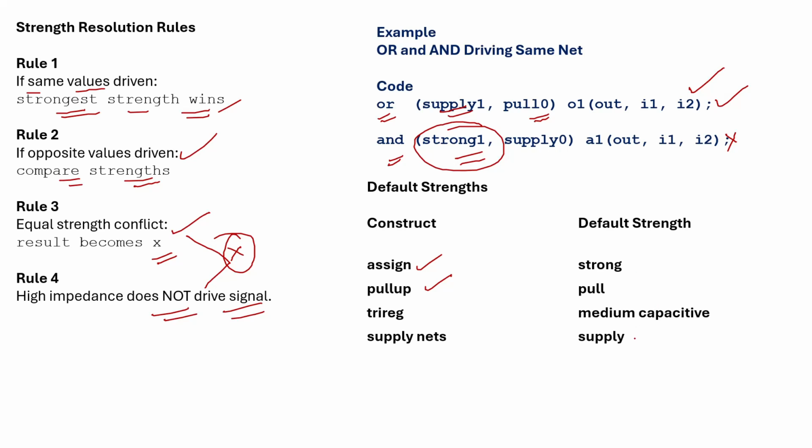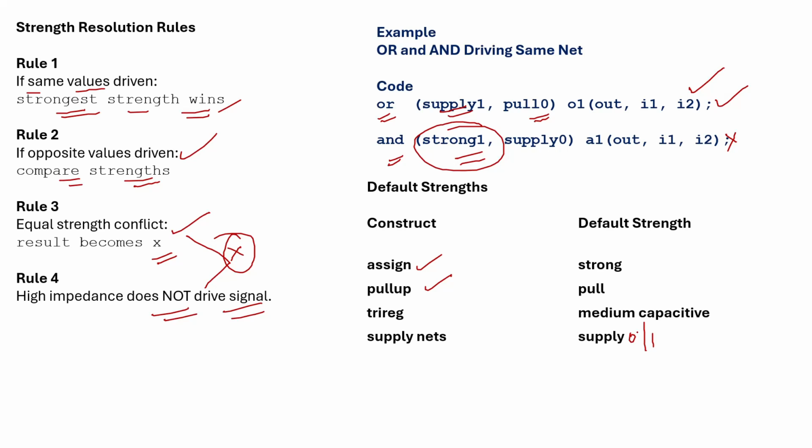Supply nets are the maximum strength conditions we are using, supply 0 or supply 1, just default strengths. For pull, if you are not assigning a value, then pull is the output we are getting. And then strong 0: with an assign statement, the output we get by default is the strength only, like strength 0 or strength 1. Whatever strength you give, supply 0 or supply 1 or strong 0 or strong 1, that strength is what we get on the output side. So that is the default strength.